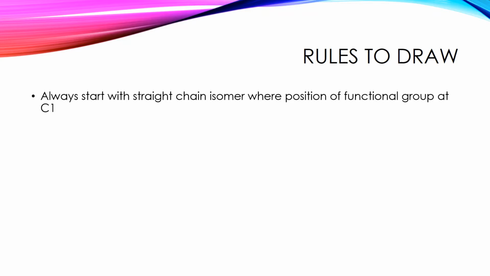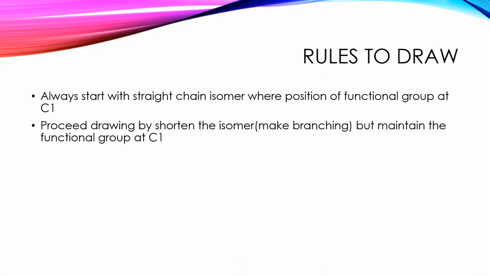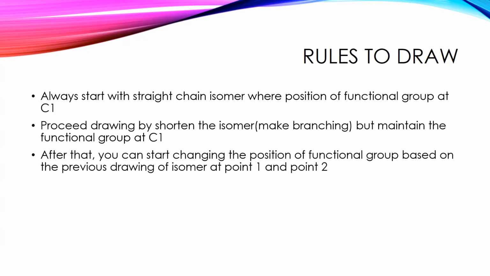Like I told you before about chain isomer, always draw the straight chain isomer first, and then put the functional group at carbon 1. Proceed drawing by shortening the isomer. It means branching, but maintain the functional group at C1. After that, you can start changing the position of the functional group based on the previous drawing of isomer at point 1 and point 2.